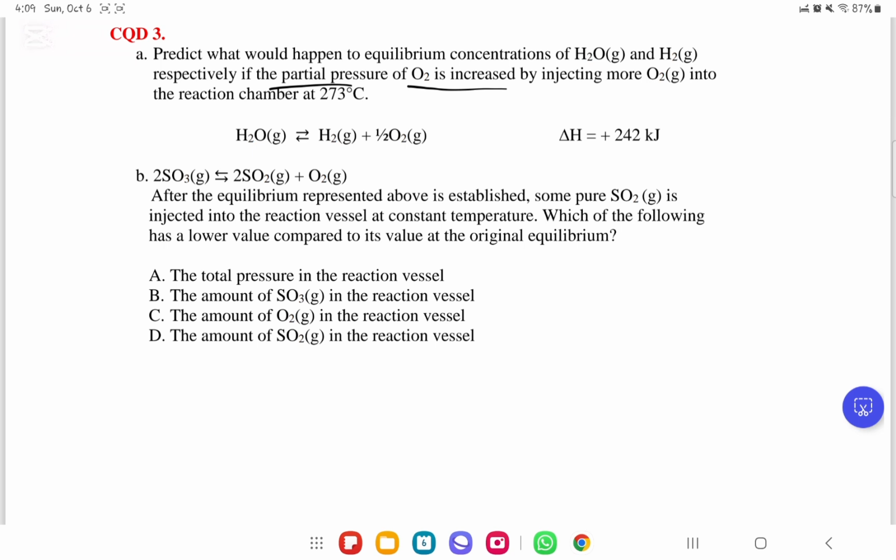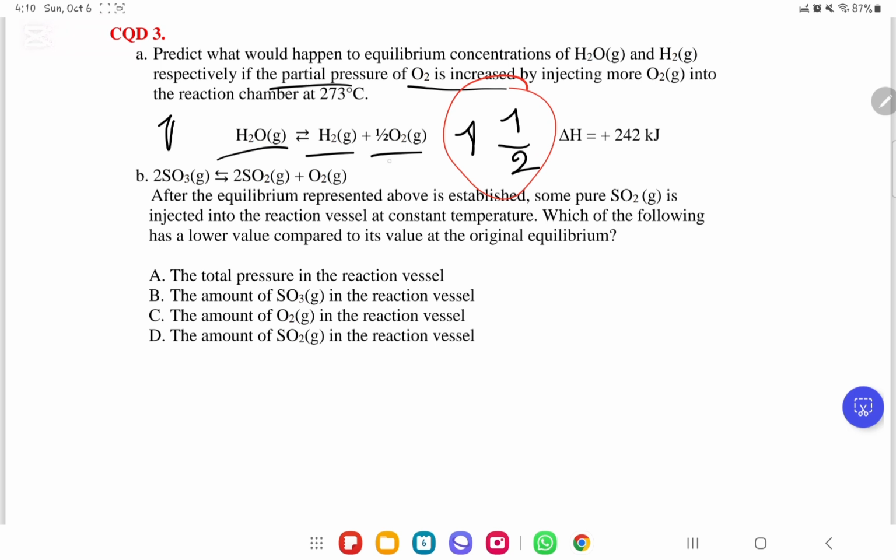Whenever we are talking about pressure, we have to first make sure that everything we're talking about is gaseous. So here we have gas, gas, and gas. The total number of gases in the reactants is 1. So let me fix the 1. And the total number of gases in the products is 1.5. So which one has a bigger amount of gases? It's definitely the ones in the products.